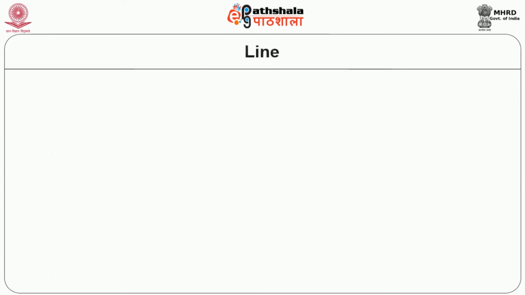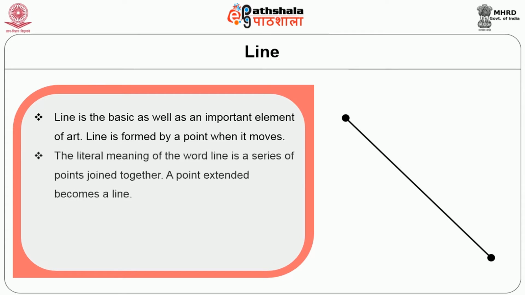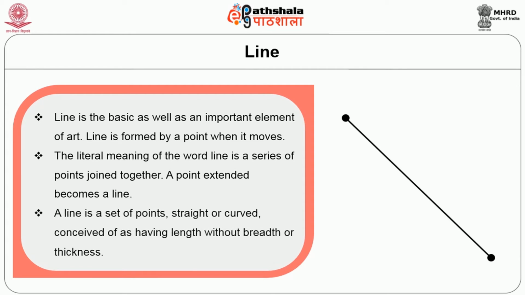We would like to see the first one, the line. Line is a basic as well as an important element of art. Line is formed by a point when it moves. The literal meaning of line would be a series of points joined together. A point extended becomes a line. A line is a set of points, whether straight or curved, conceived of as having length without breadth and thickness.